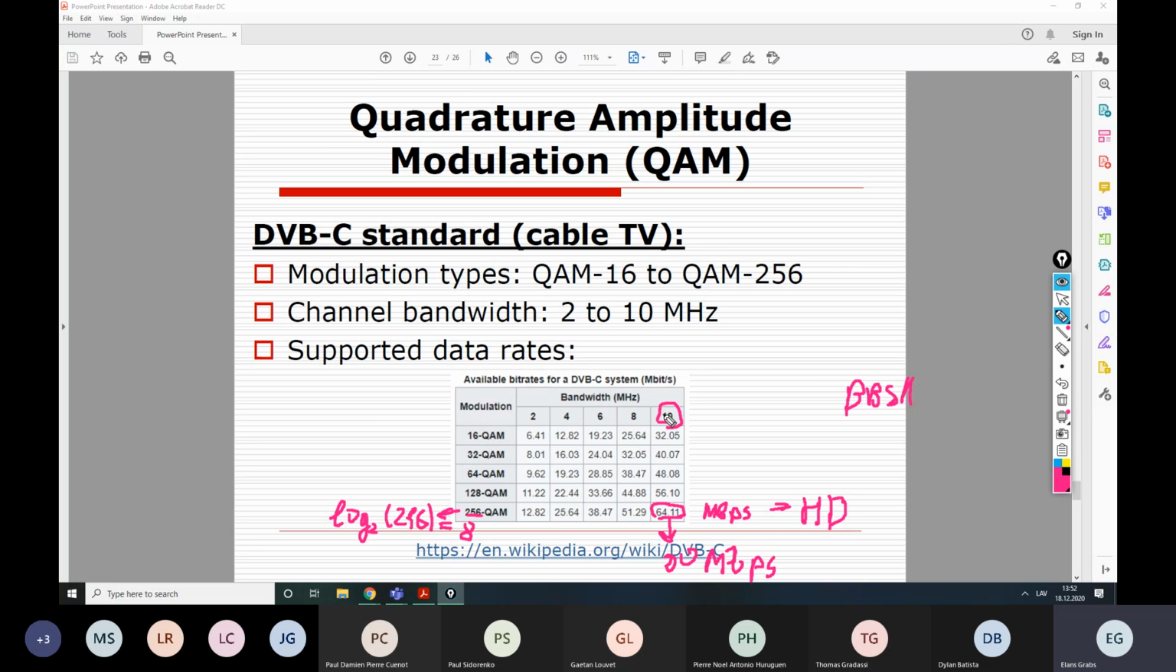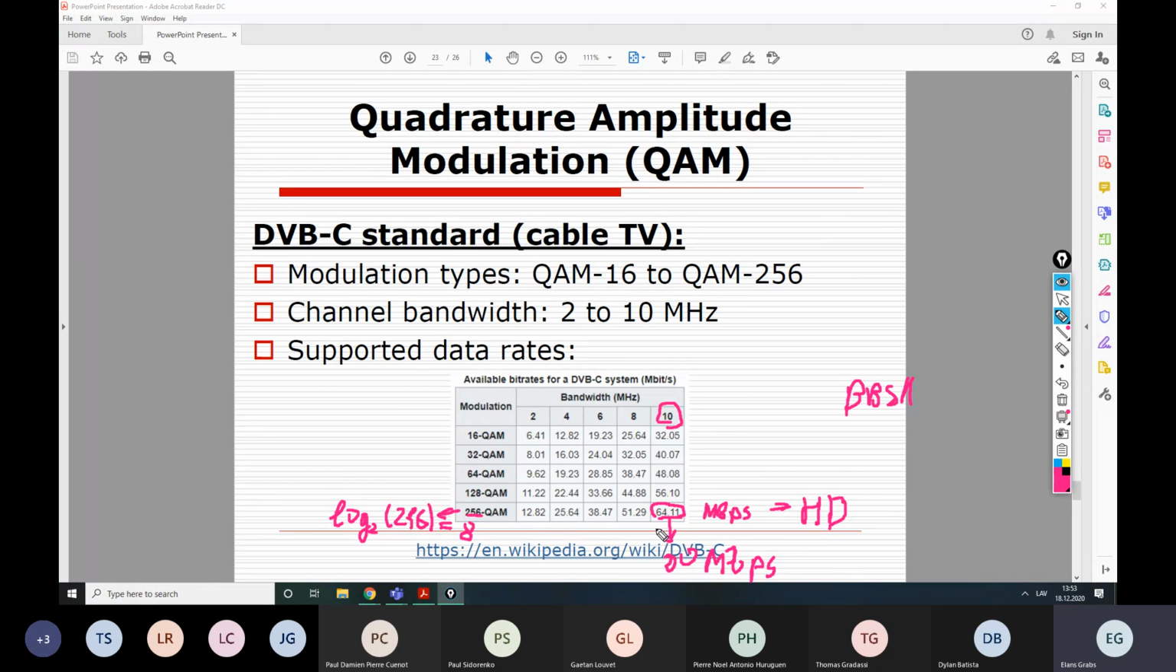And we have 10 megahertz. So we multiply 8 by 10 and we get a theoretical capacity of 80 megabits per second. Capacity is the highest possible value which can be achieved in this channel.